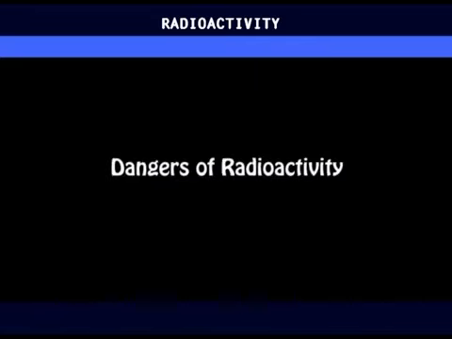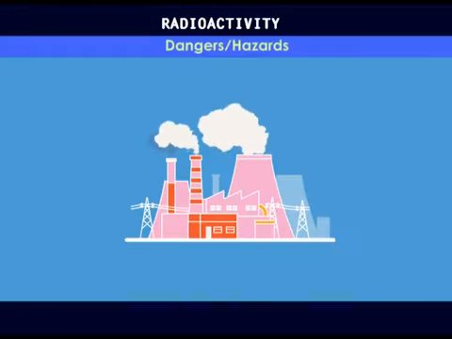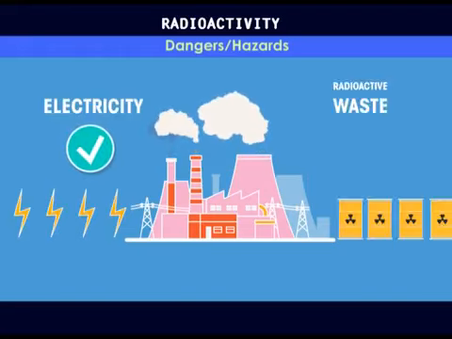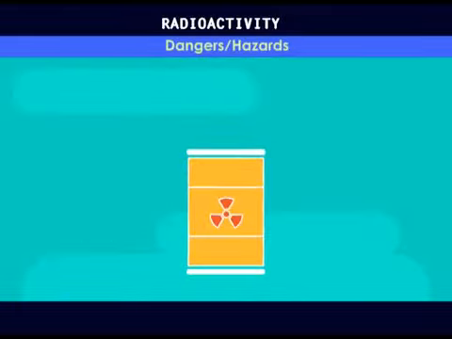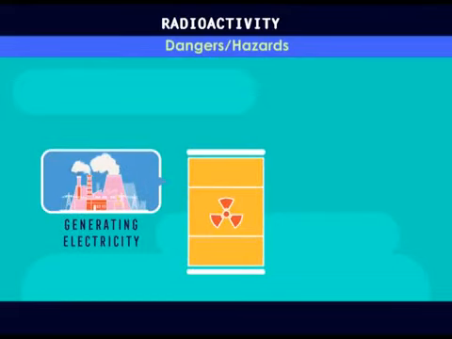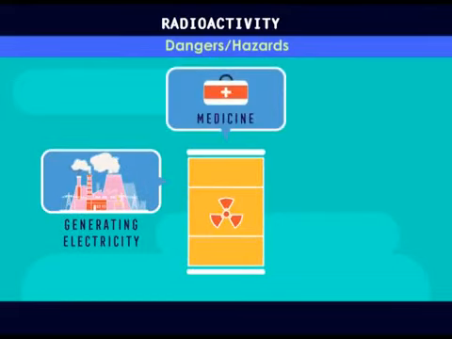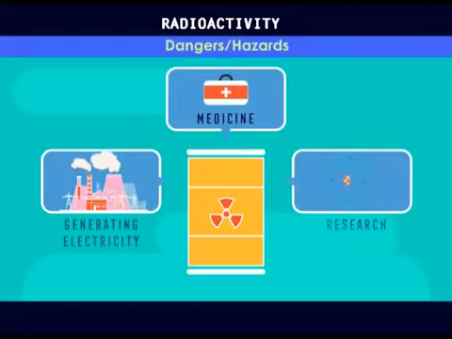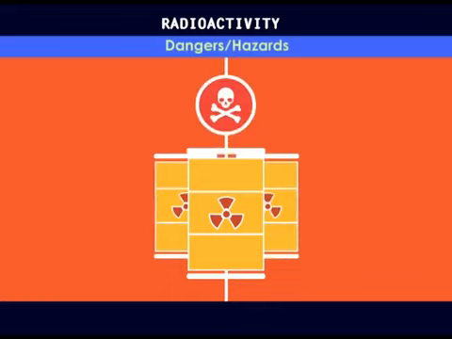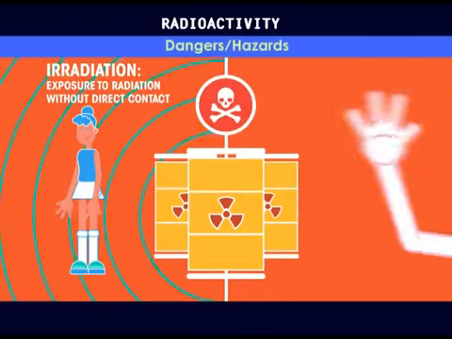Finally, dangers of radioactivity. Now, nuclear power stations provide electricity, which is of course extremely useful. However, they also make radioactive waste. Radioactive waste can come from a range of activities, including generating electricity from nuclear power stations, treating medical illnesses, and conducting research. Radioactive waste can be harmful either through irradiation or contamination.